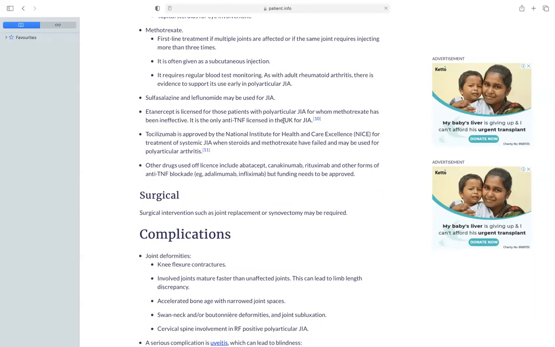Etanercept is licensed for those patients with polyarticular JIA for whom methotrexate has been ineffective. So if methotrexate is ineffective, the next choice is this drug. It is the only anti-TNF licensed in the UK for JIA. I don't know whether they will go so deep or not; at least we should know NSAIDs, steroids, and methotrexate. Then he is telling this is the only drug: etanercept is the only drug licensed in the UK for JIA, in patients where methotrexate is ineffective.